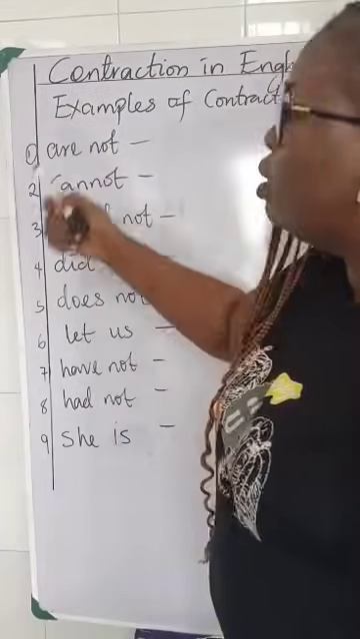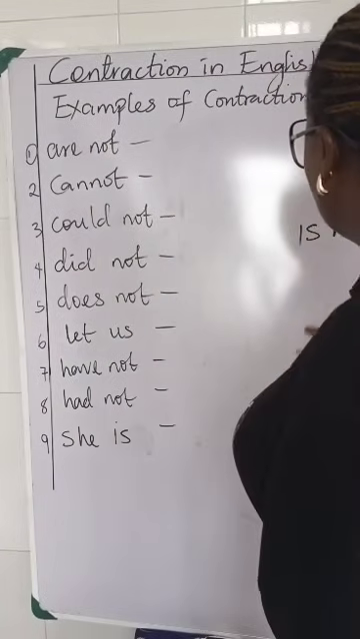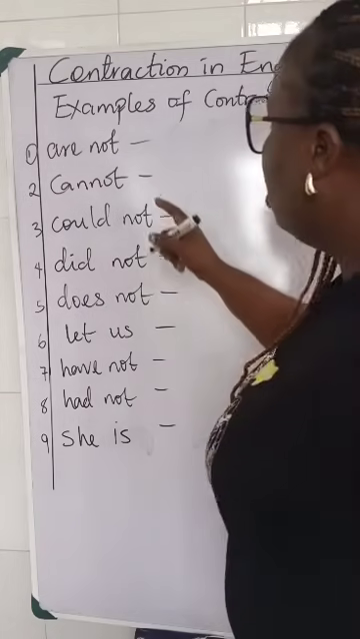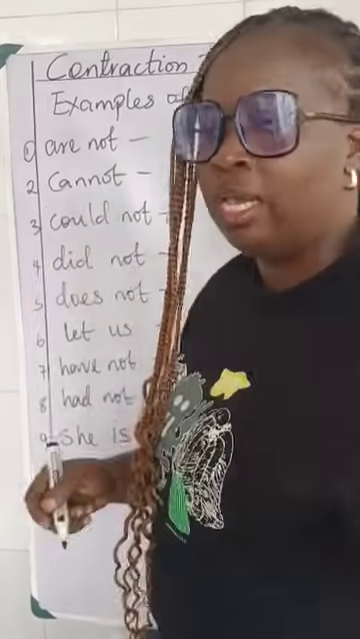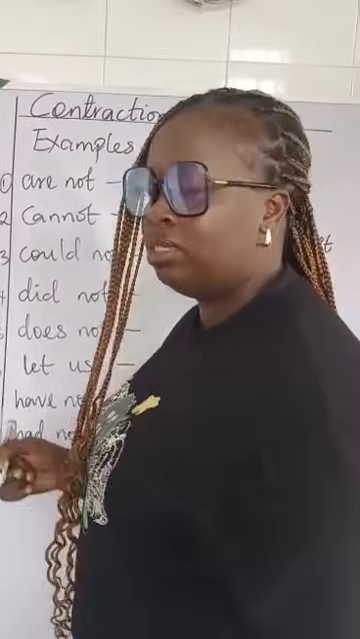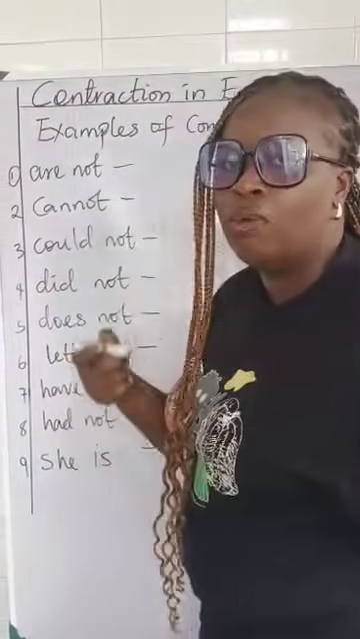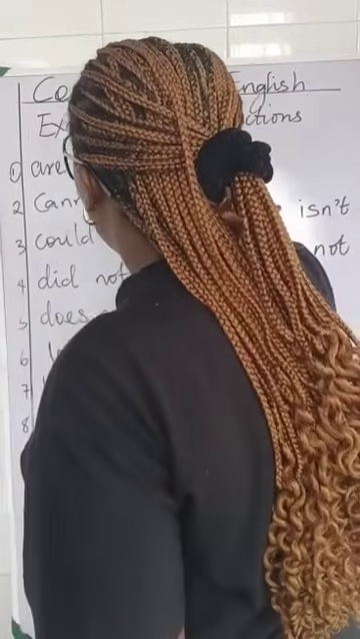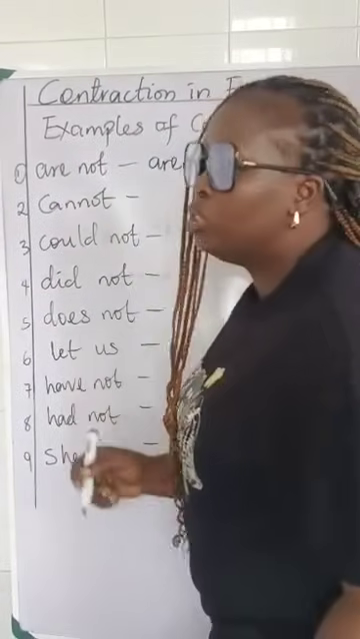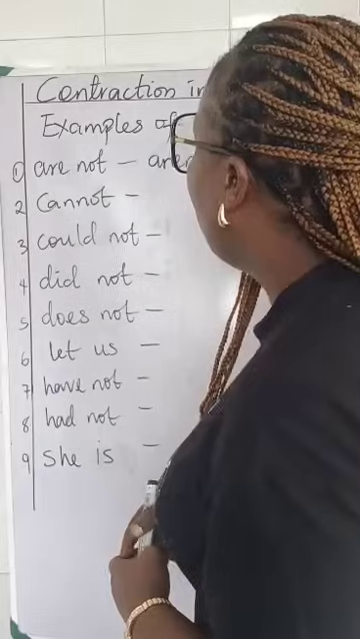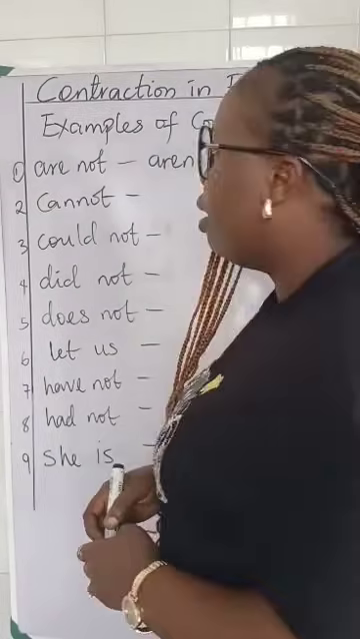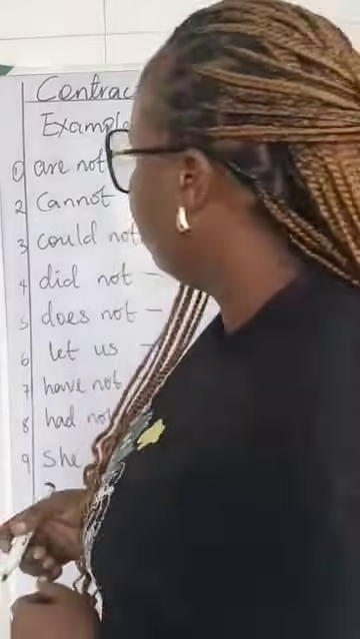We have number one, are not. Looking at what we have done in this one I just did here, where are we going to contract? Where are we going to replace? Where are we going to omit and put our apostrophe? Now we'll have are, you put your N before you put apostrophe T. So are not is going to come out as aren't. Are not is what? Aren't.